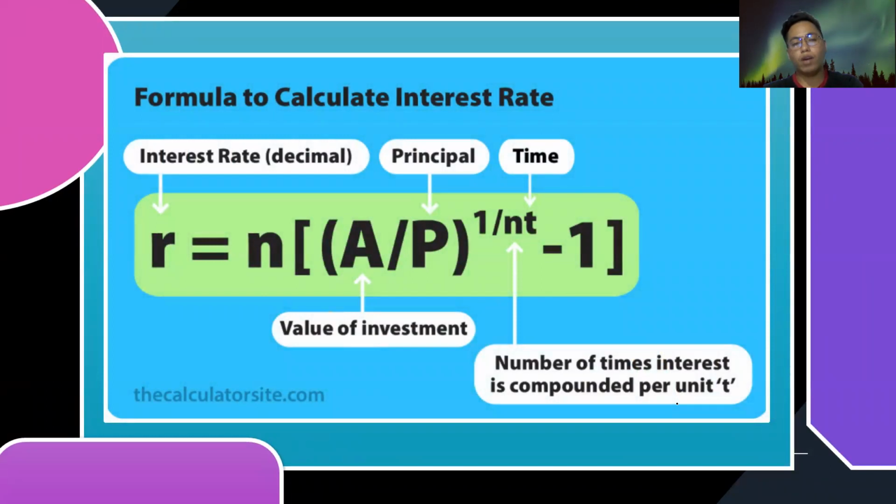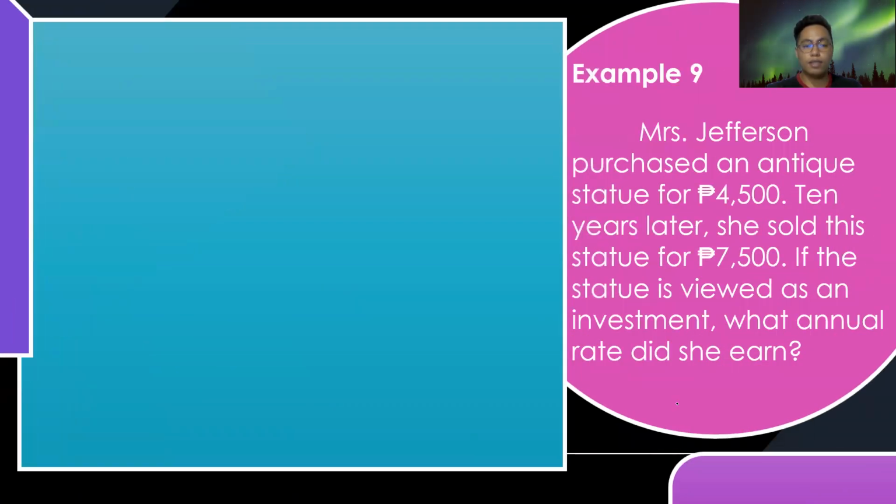Some problems require you to find the rate of interest. So we're going to use this formula. If I were you, I'm going to jot down the formula on a notepad or note card so that I will be guided all the time when I face a word problem on interest. So let's take this example. Mrs. Jefferson purchased an antique statue for 4,500 pesos. 10 years later, she sold this statue for 7,500 pesos. If the statue is viewed as an investment, what annual rate did she earn?